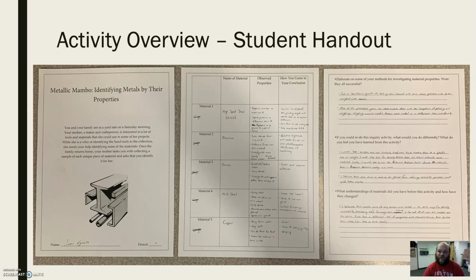Elaborate on your methods for investigating material properties, and were they all successful? If you could redo anything, what would you do, and what do you feel you've learned? And then what understandings of materials did you have before this activity, and how have they now changed?